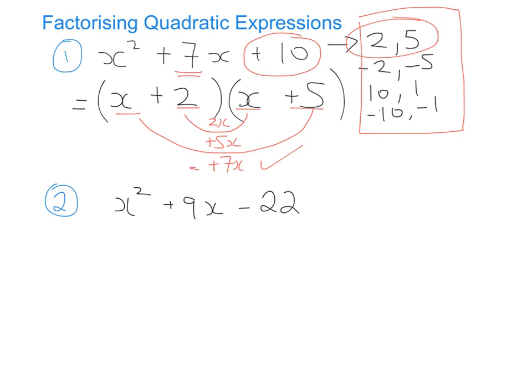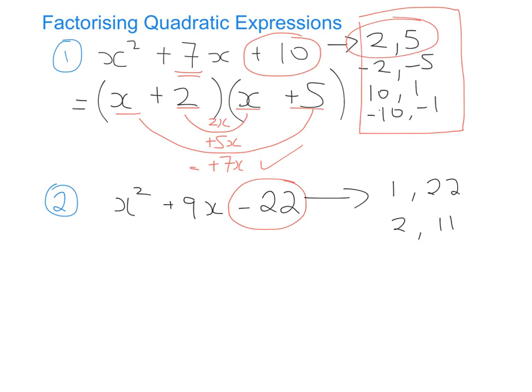So we're going to start this one off the same way by looking at our number that is by itself, that's not connected to our x or our x squared, and we're going to think to ourselves, what two numbers multiply to give us minus 22? Now what I'm going to do to start off with is think about what numbers give me 22. So I know I've got 1 and 22, and I've got 2 and 11.